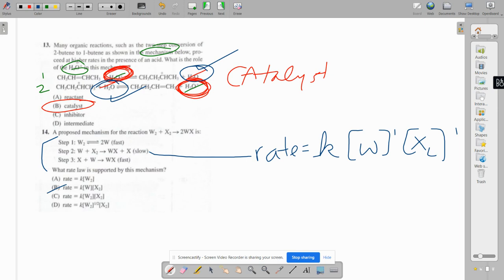The reason for that is W is not one of the reactants, okay? W is an intermediate, okay? And you can't have an intermediate in the rate law. So then you've got to go up to step 1 and say, well, where the heck did W come from?